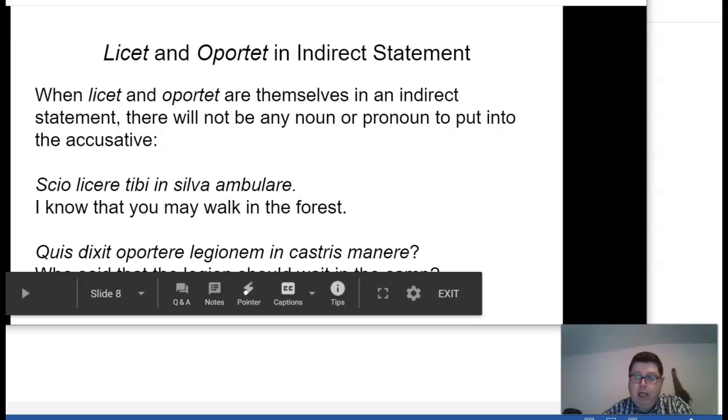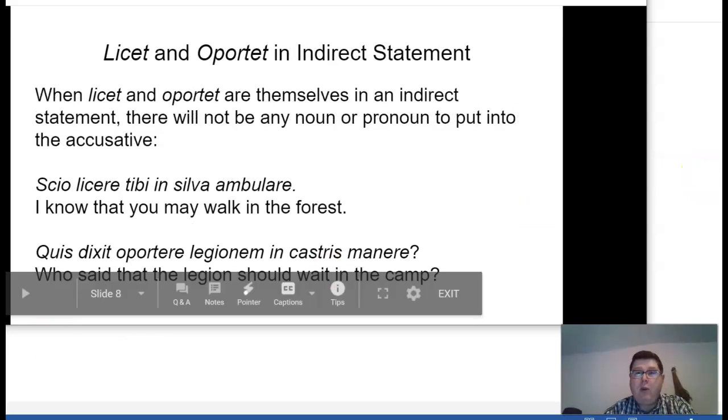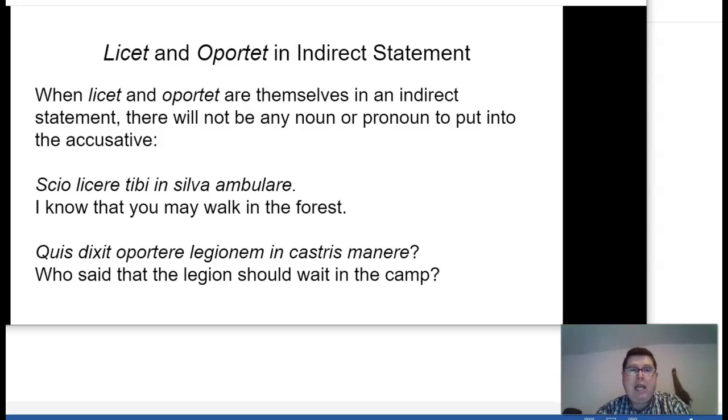And finally, I want to just mention, well, what happens if you have a clause with licet or oportet in an indirect statement? Again, these verbs don't have nominative subjects. So when you make an indirect statement, you're not going to have a subject accusative and an infinitive. Okay, so here are a couple different ways of using these two impersonal verbs in an indirect statement. Scio licere tibi in silva ambulare. I know, scio. Okay, now I put my form of licet into the infinitive, licere. And then kind of the rest of it is the same. I can use any construction I want once I get to that point.